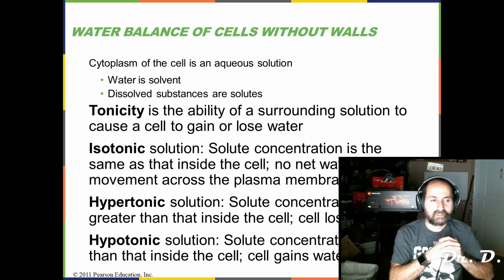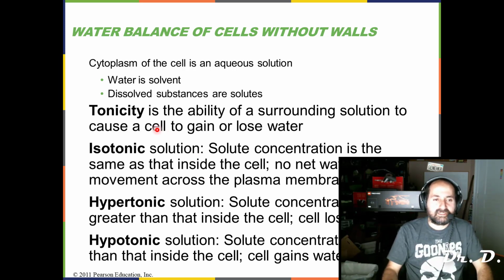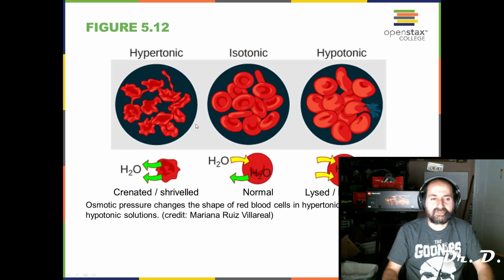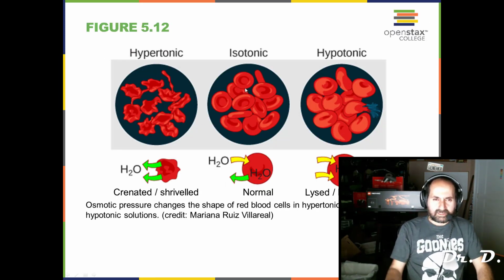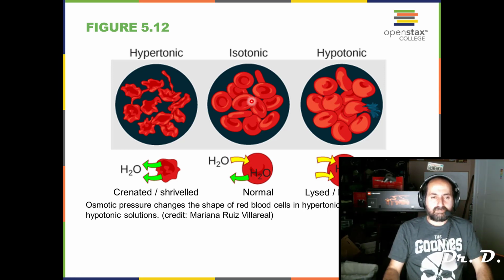Part 1. And that is this concept of tonicity. Tonicity, the ability of surrounding solution, basically concentration of solution, to cause a cell to gain or lose water. So let me show you some examples. Here's some animal cells. Okay, take a look here, animal cells. Now, let's say I took blood cells. These actually are blood cells from an animal.